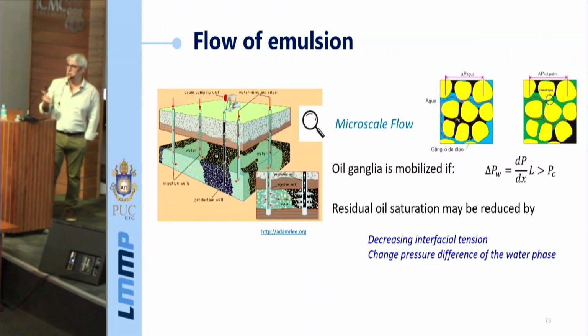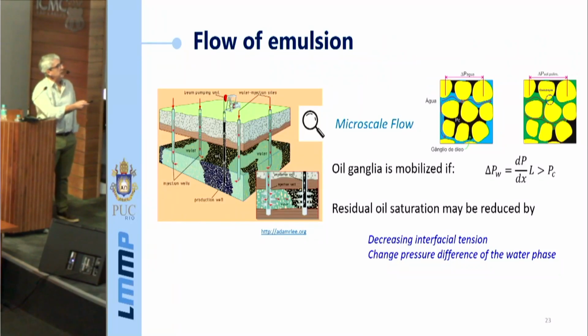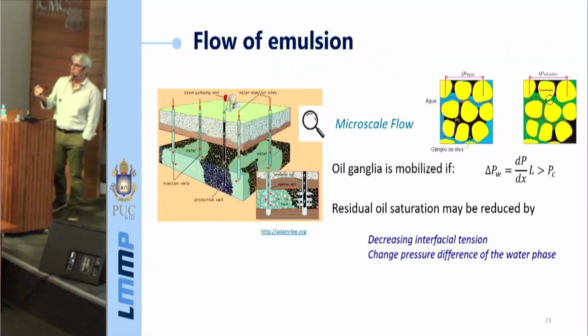Is that the residual oil saturation that I mentioned a few minutes ago. So if I want to mobilize this oil, if I want to produce this oil, I need to win this battle between the pressure drop in the aqueous phase and the capillary pressure that's keeping this oil trapped, okay? So I can do this in two ways: reducing the capillary pressure, for example, by injecting surfactant, or I can increase the pressure drop of the water phase.